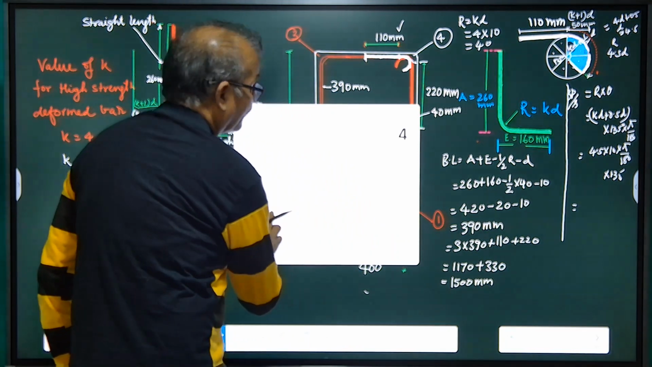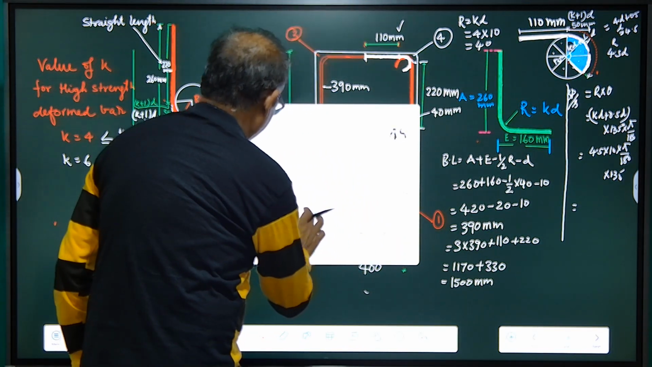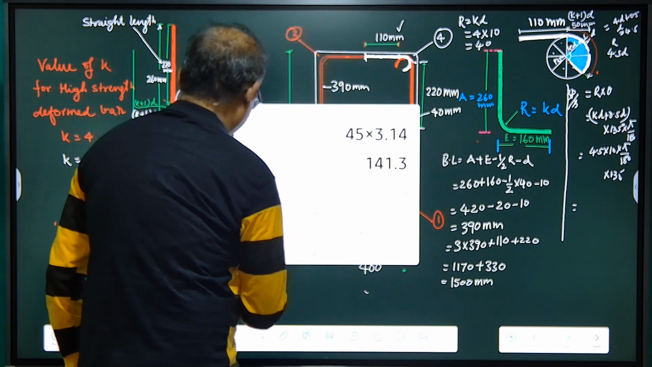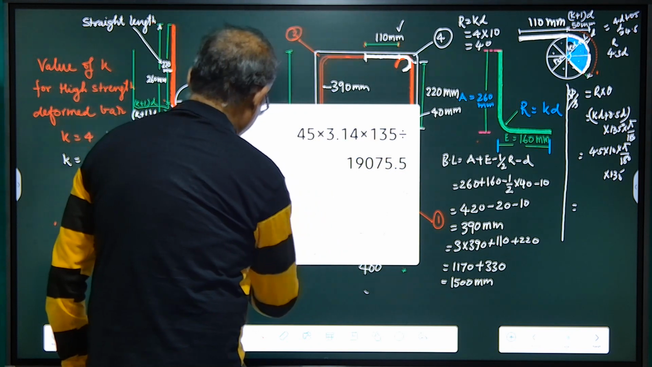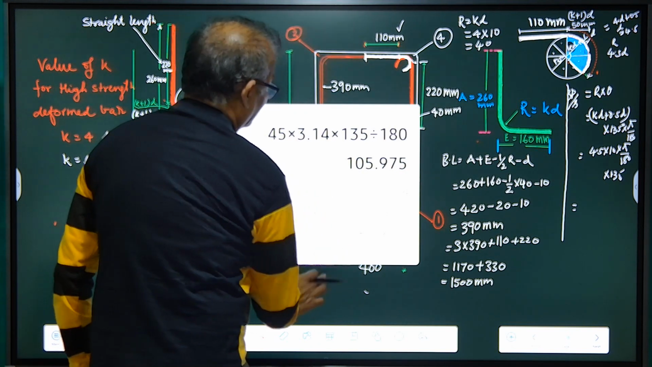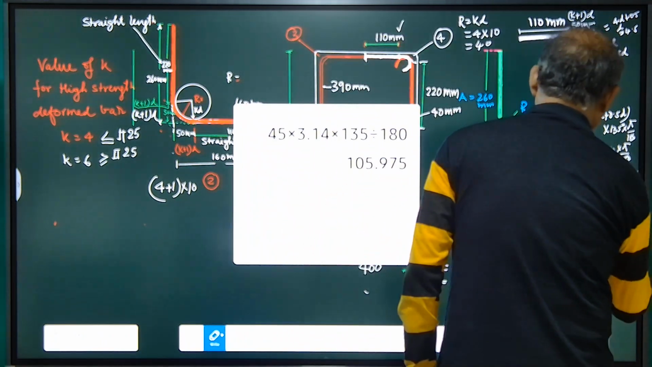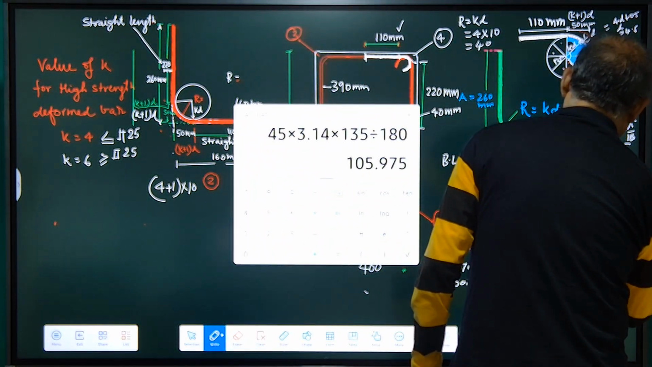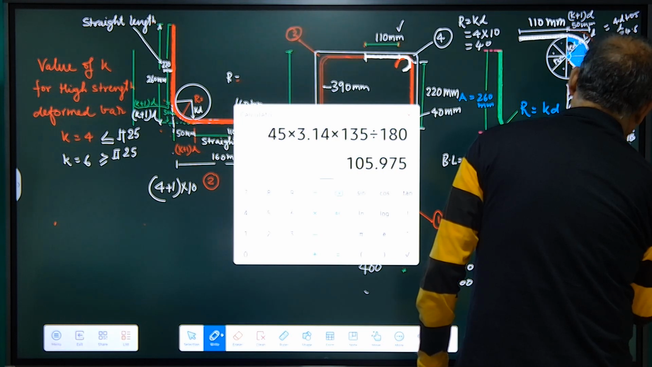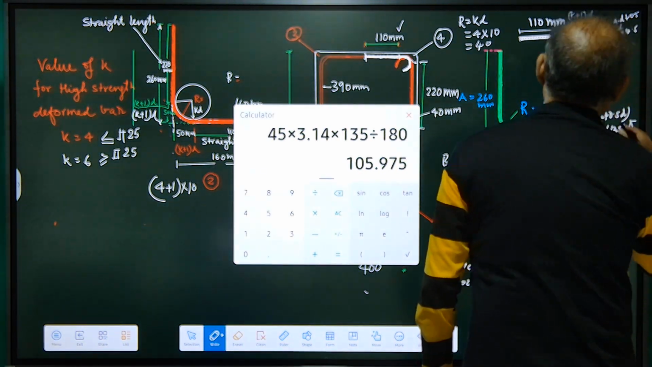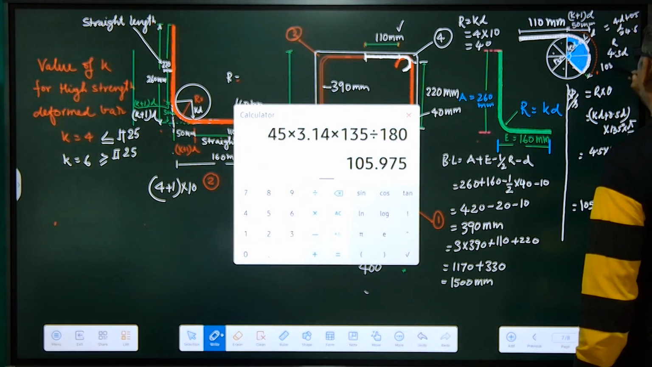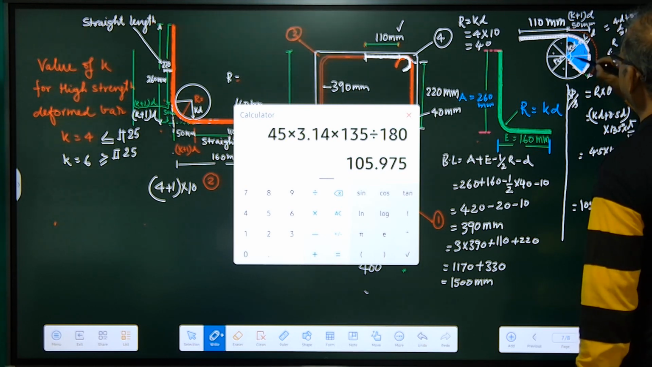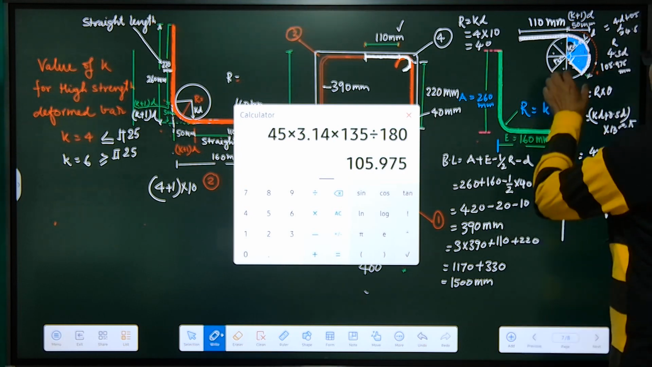45 into 3.14 into 135 divided by 180, we get 105.975 mm. So the perimeter of the bend will be 105.975 mm. Now we need to find out how much is the straight length of this hook.